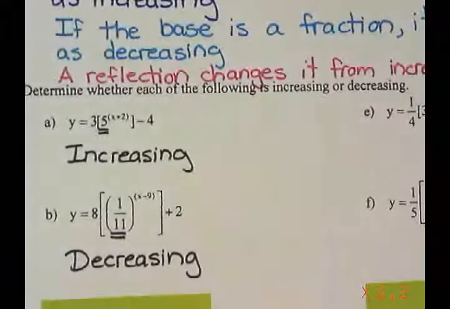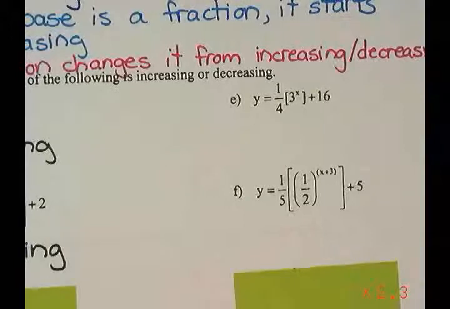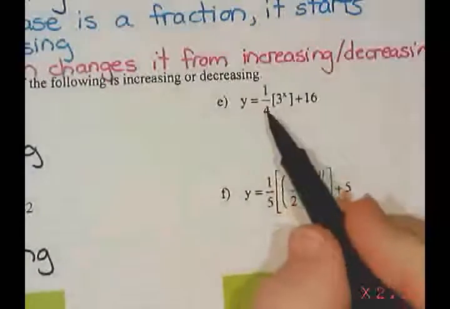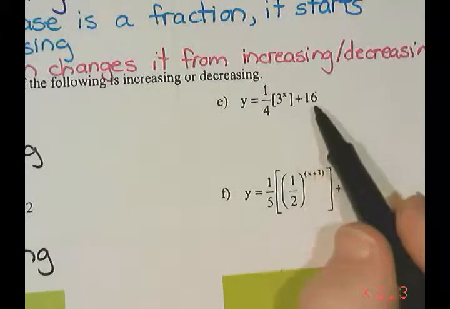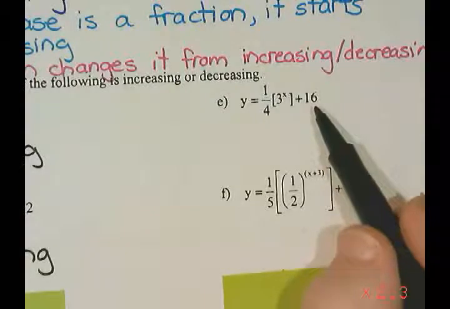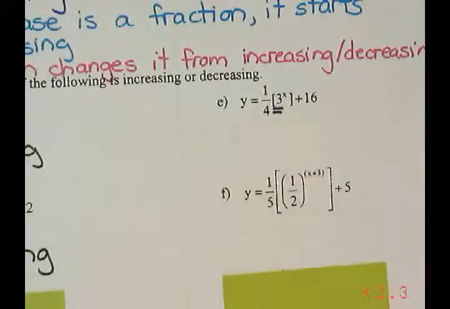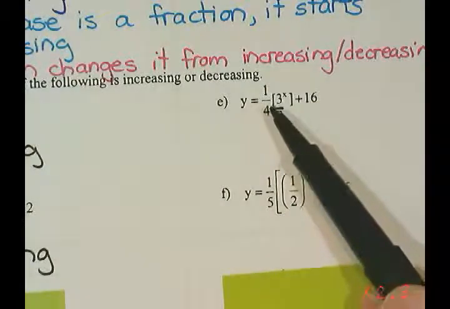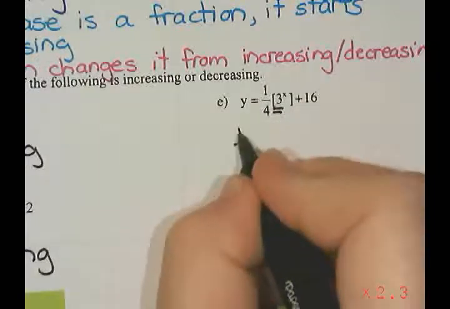If we move over to E and F, you're going to notice that we're skipping C. I'm going to ask you to try that one on your own in a minute. So if I take a look at E, I have 1 over 4 times 3 to the x plus 16. So if I take a look here, I look at my base, which is a whole number, so it should be increasing. Now there is a fraction in front, but the fraction's not the base, and it's not negative. So this is actually going to be increasing.